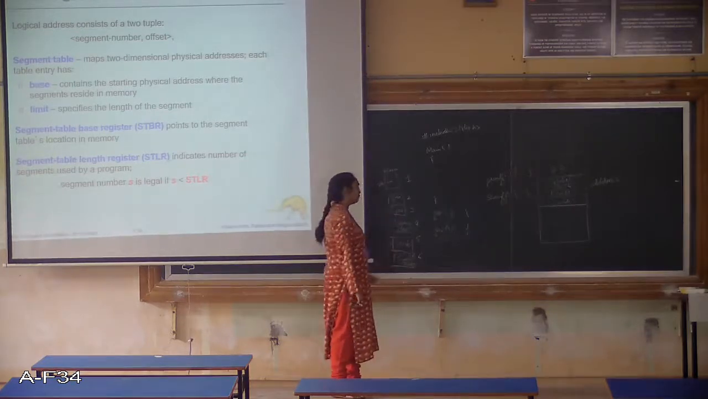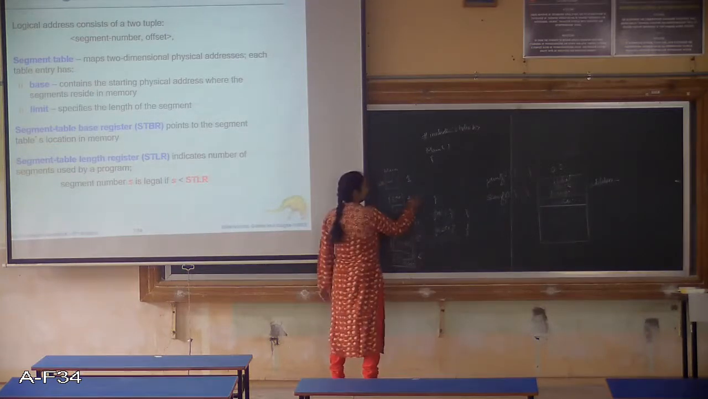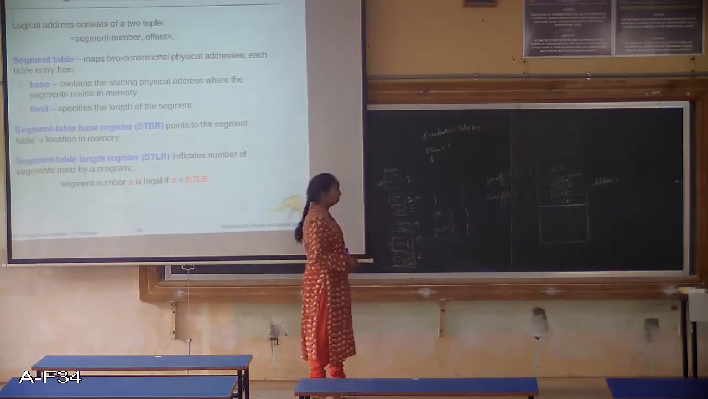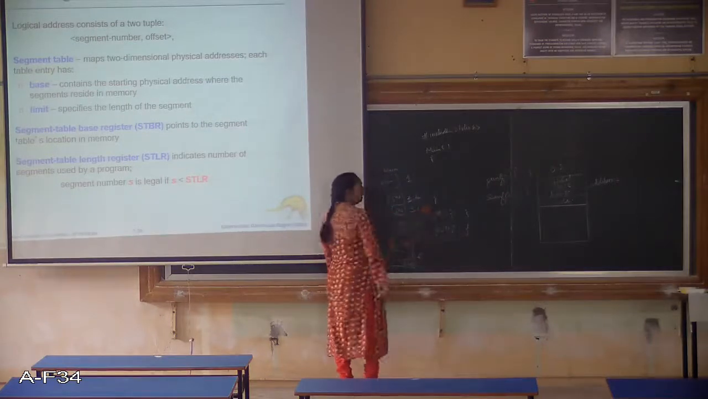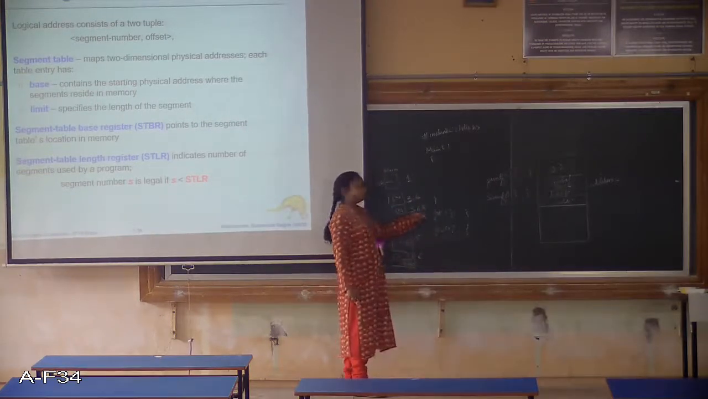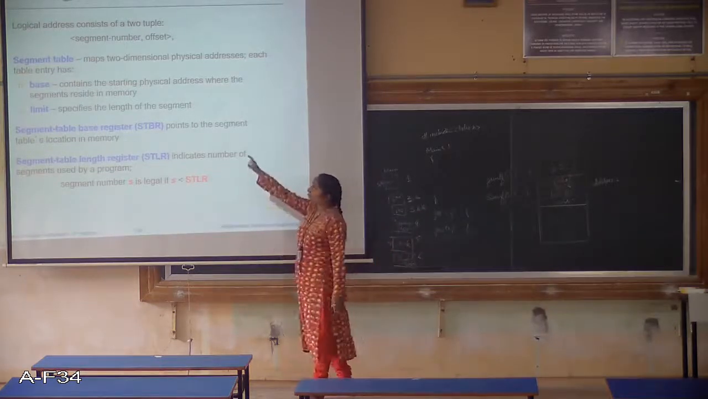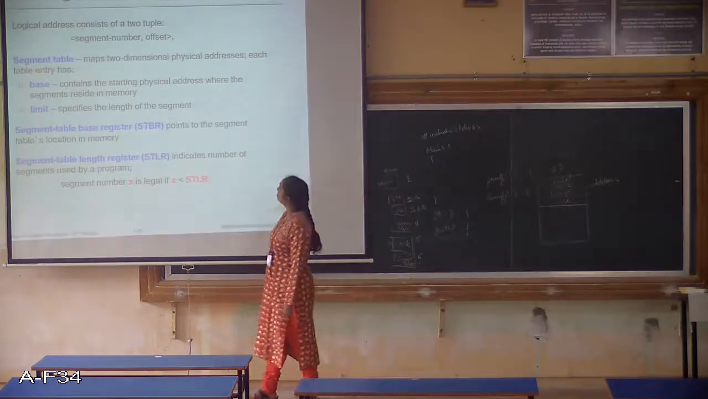If I want to access the second instruction of this function, then I will say it is present in the second segment at an offset of 2, the second instruction from the beginning. Here, for another instruction, I will say segment 3, sixth instruction. So that is what we will be doing. So we have segment number and offset.